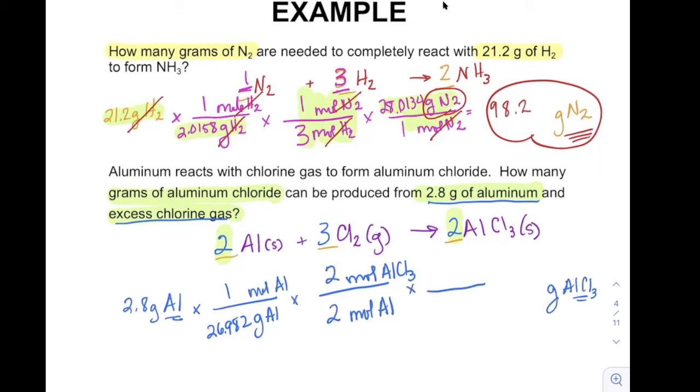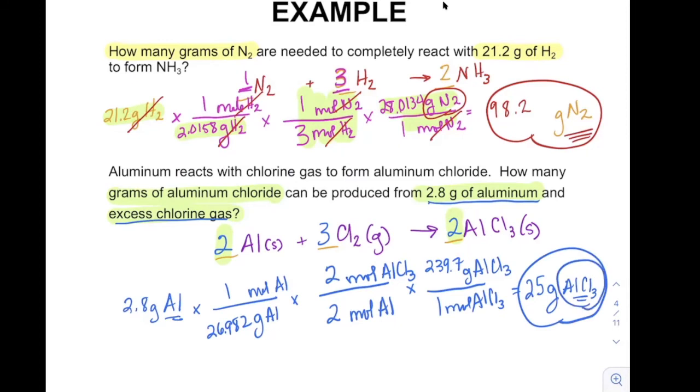Now, to get back to grams of AlCl3, we're going to put moles of aluminum chloride on the bottom, and we're going to do grams of aluminum chloride on the top. And if we add up the mass of AlCl3, 239.7 grams of aluminum chloride, and if I do that math out, I come up with a value of 25 grams of aluminum chloride. And that's the final answer. Again, we have the number and the units. And in this case, we need the actual compound as well.